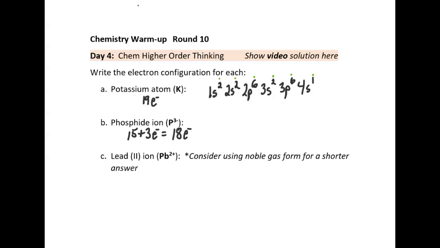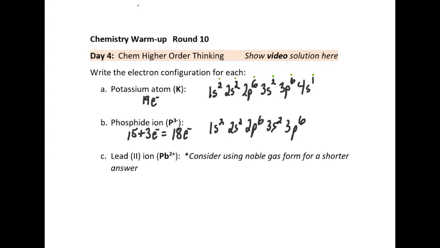Follow the Aufbau diagram starting with sublevel 1s and moving up until 18 electrons have been located. 1s2, 2s2, 2p6, 3s2, and 3p6. If you add together the numbers in the upper corners, it adds up to 18.